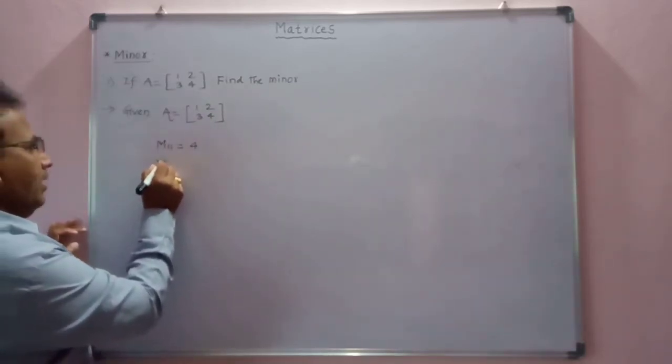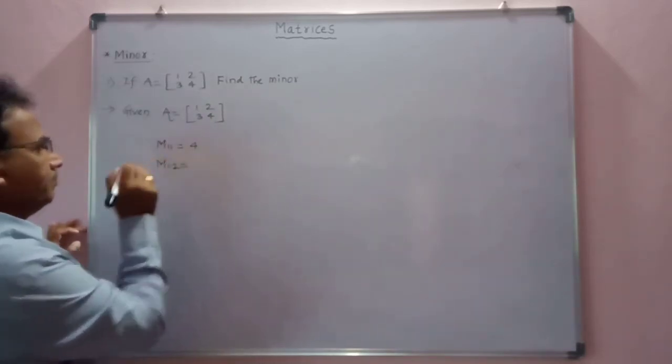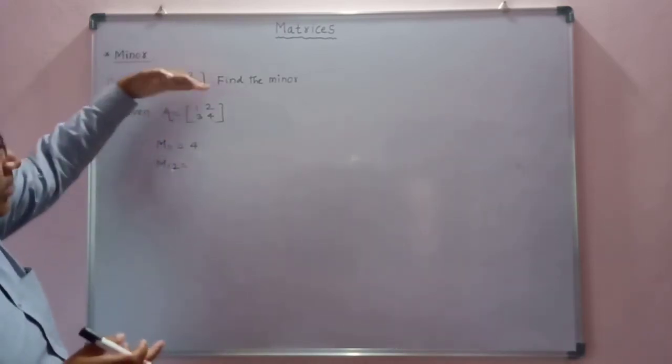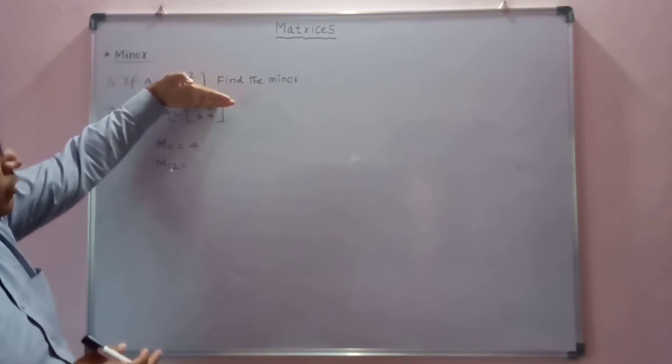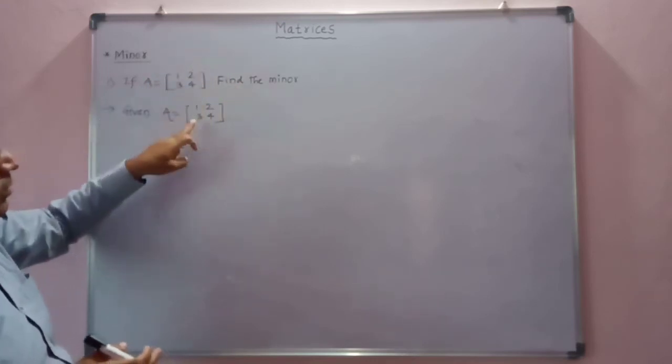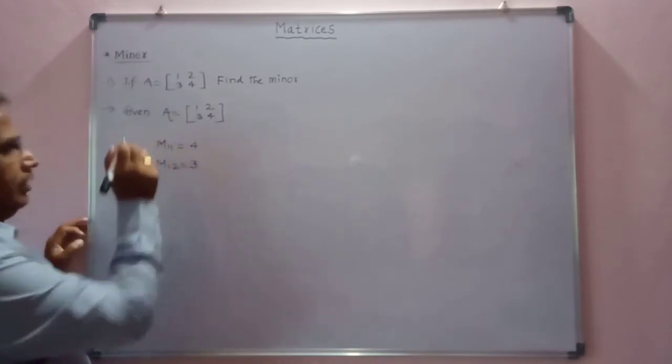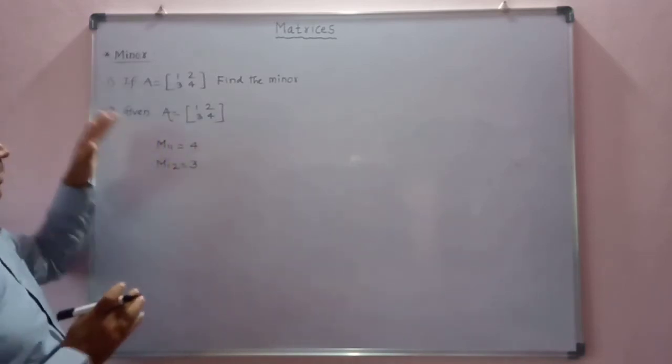Therefore, the second minor is M12. M12 means row first, column second. M12 means leaving out the first row and second column. This element is the minor. M12 is 3. Okay.